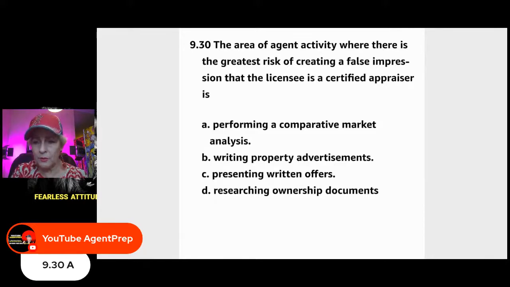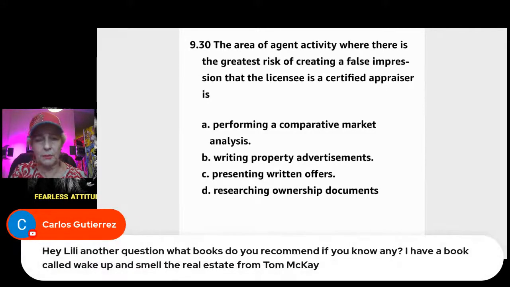Okay, so we have another question real quick. What books do you recommend, if you know any? Yes, the books that I recommend. This is one of them. And they are in the comments below.